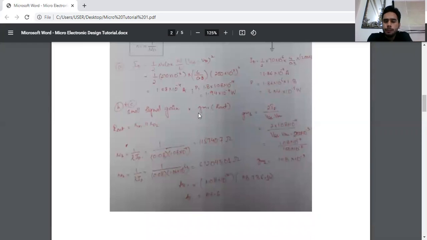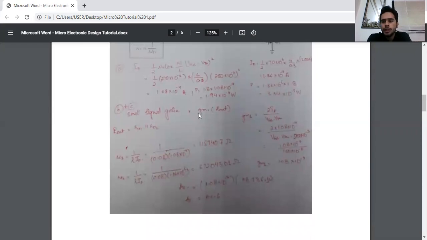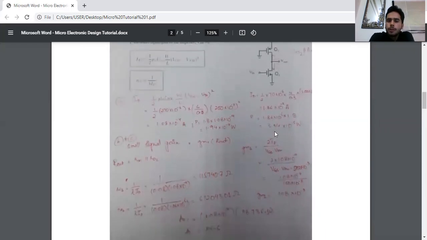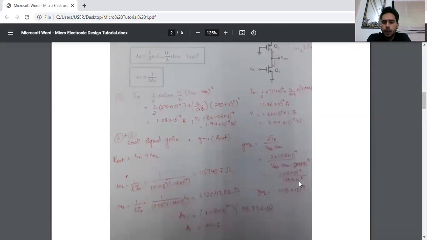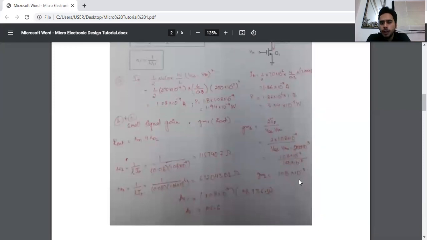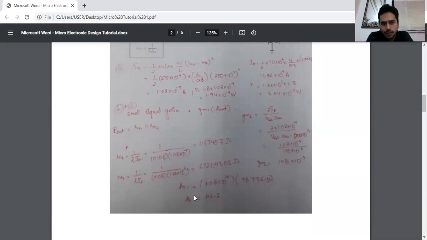Now we need to find GM1. As you all know, the small signal gain is represented by GM1 times R out. So GM1 is calculated as 2ID over VGS minus VTH. The equation is known to everyone over here. So ID is 2 times 1.08, as GM1 is the point which we need. ID of MOSFET 1 will be considered, and that is 1.08 into 10 power minus 4, and the V overdrive is 0.02. So that is also added over here, and we get a GM1 of 1.08 into 10 power minus 3. That comes over here, and AV is equal to 106.6.